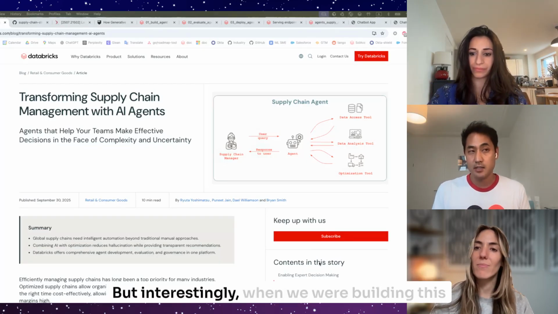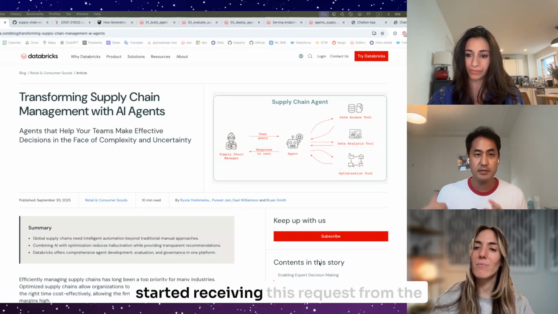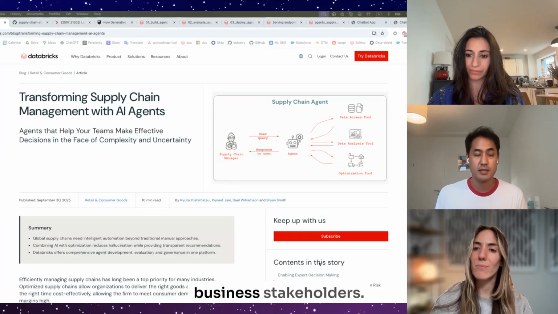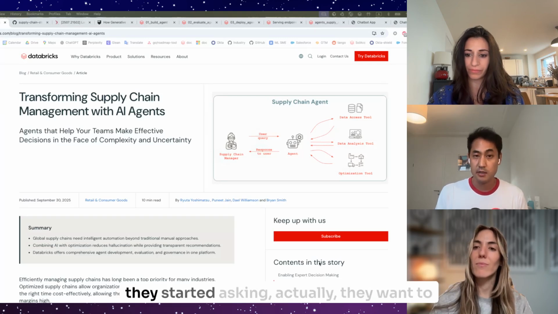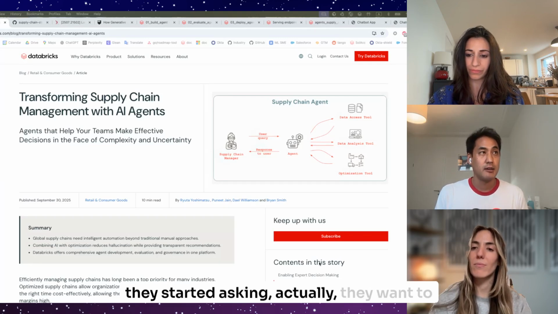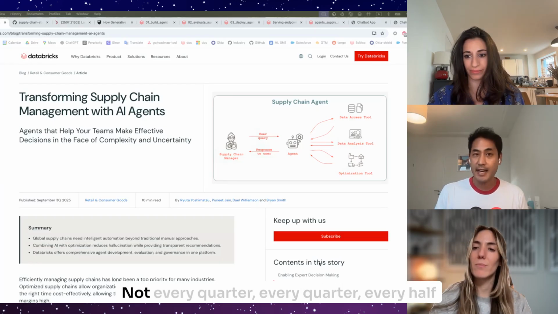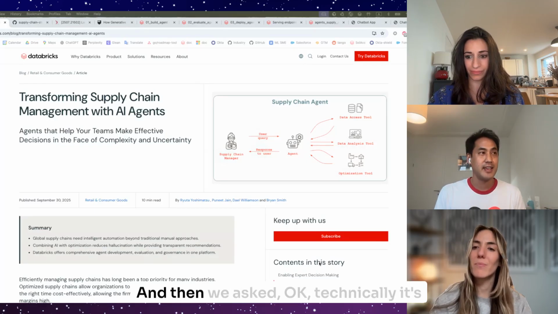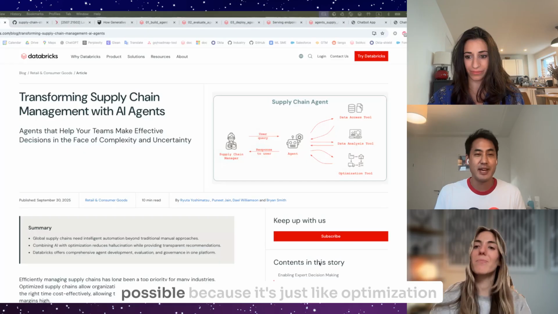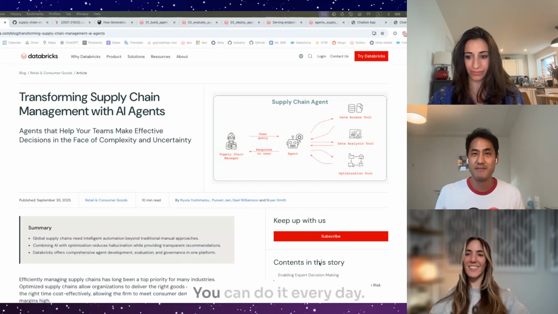But interestingly, when we were building this solution with one of our customers, we started receiving requests from the business stakeholders, like supply chain managers and logistics managers. They actually wanted to run this every day for very specific scenarios, not every quarter or every half a year. It's important, but they would also want to run it every day. We said, okay, technically it's possible because it's just an optimization tool on cloud compute. You can do it every day.